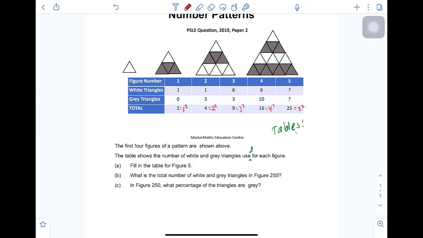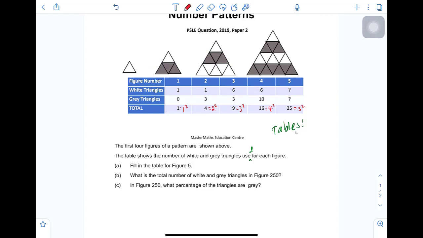Further observations tell us that this happens in pairs. So white triangles happen in pairs. If you observe from the diagram as well, 1 and 1, and then 6 and 6. So the next one should have its own pair for figure 5 and 6. Grey triangles as well: 3 and 3, 3 grey triangles, 3 grey triangles. For the next one, it should be 10 and 10.